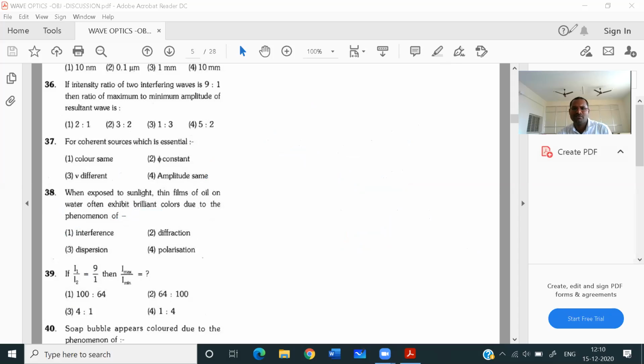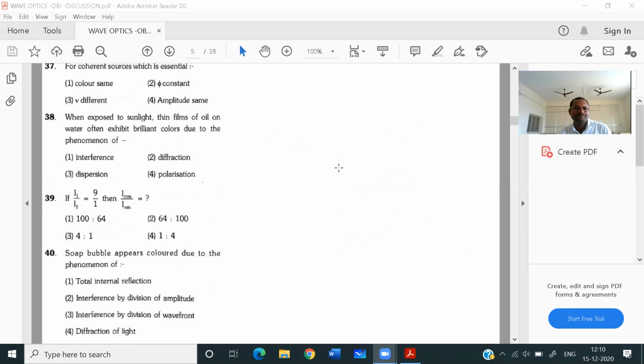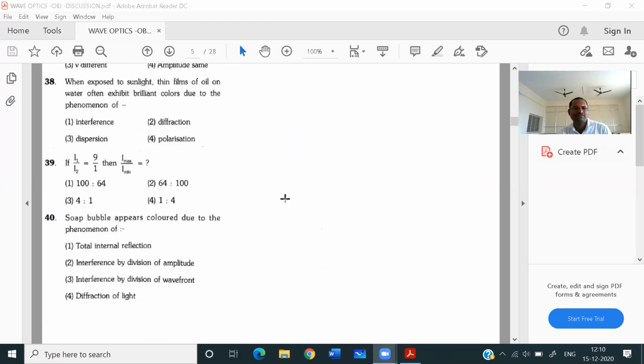Question number 40. What have they given? A soap bubble appears colored due to the phenomenon of... Due to which phenomenon does this soap bubble appear colored? The main reason is interference, and that too by division of amplitudes. Amplitude will divide there. So this is the reason for the appearance of the colors of the soap bubble.